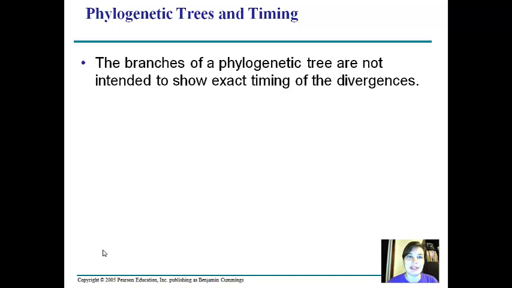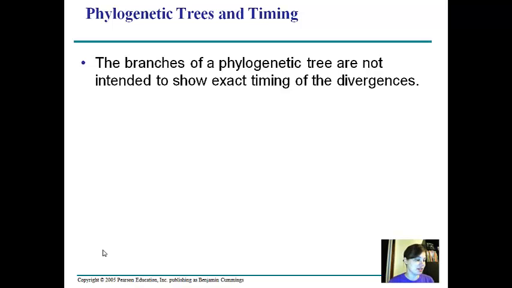Okay, we're getting to the end here. So on our phylogenetic trees, we need to talk a little bit about time and how time passes on these. Do we have an idea of how long ago these different traits showed up? And the answer is not really, okay?